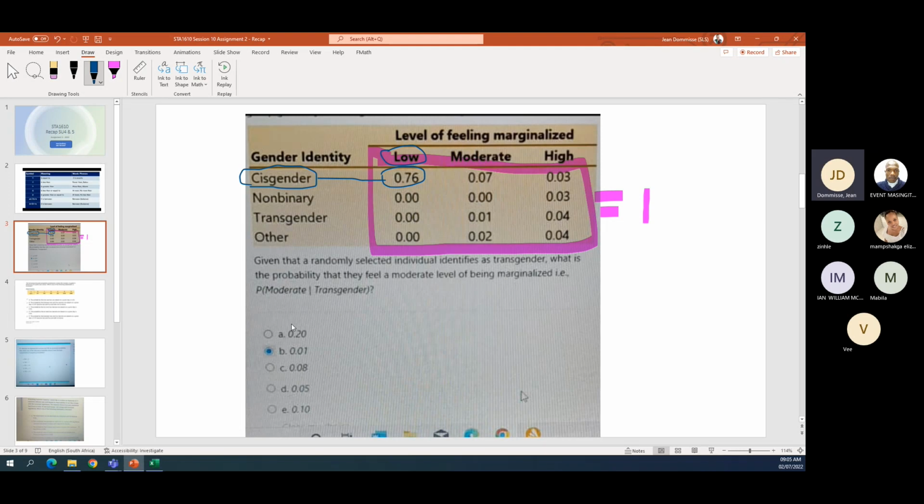Obviously what they do is they make it a bit more difficult. So they ask you, what is the probability that somebody is moderate given that they are transgender? Okay. So how would you guys have worked this out? I think this was out of one of the assignments that you're busy with. So how would you work that out?